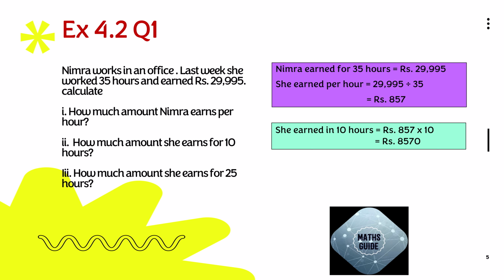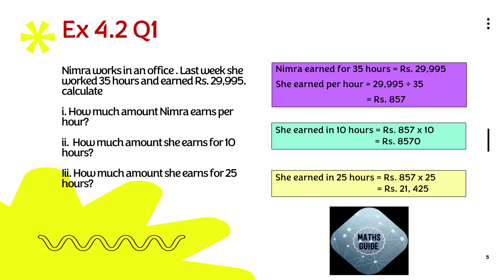And the third part is how much amount she earns for 25 hours. Now we will multiply this unit rate by 25 and the answer is 21,425 rupees she earns in 25 hours.